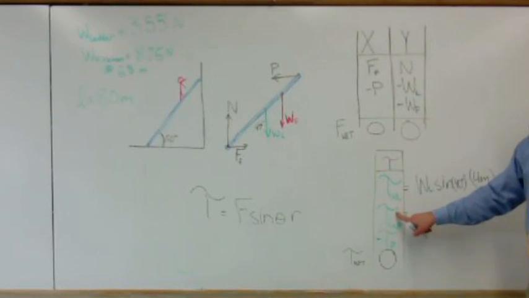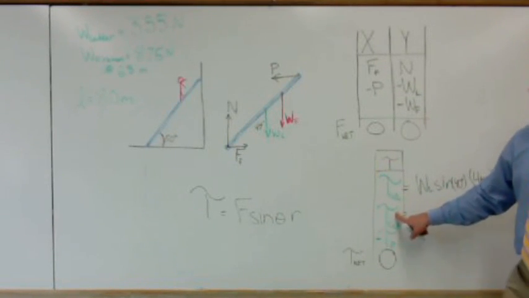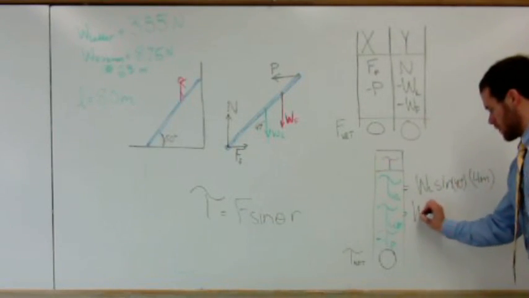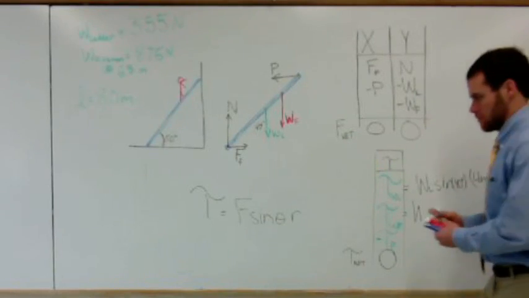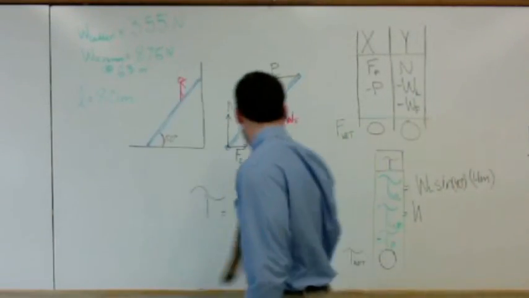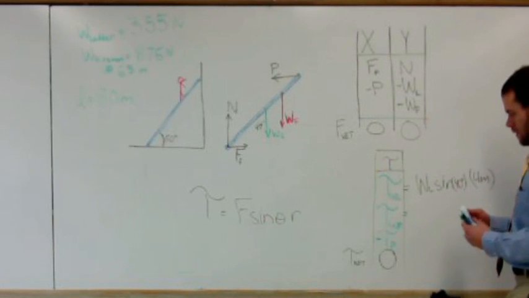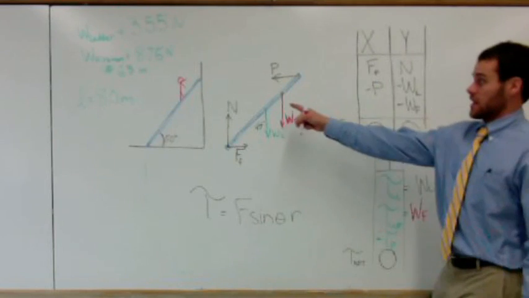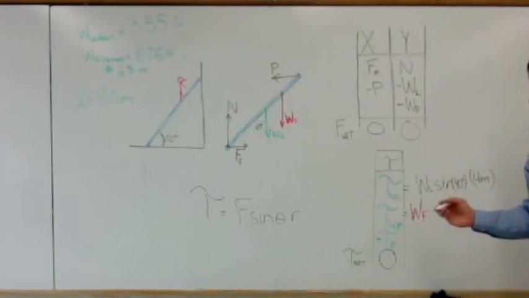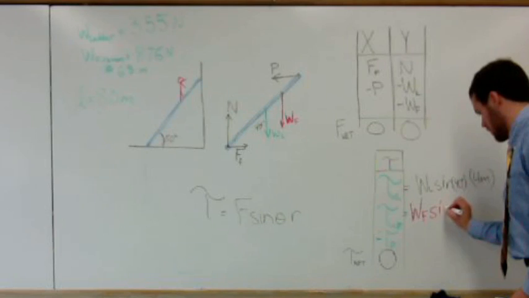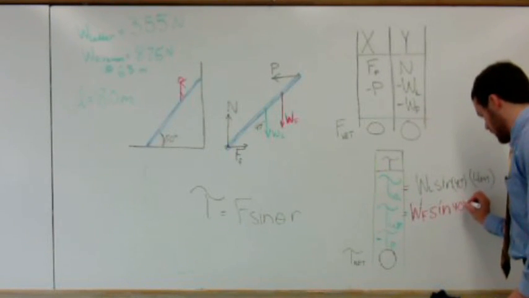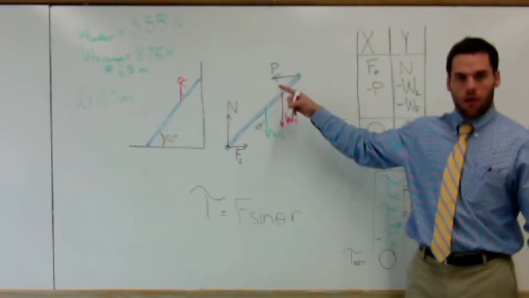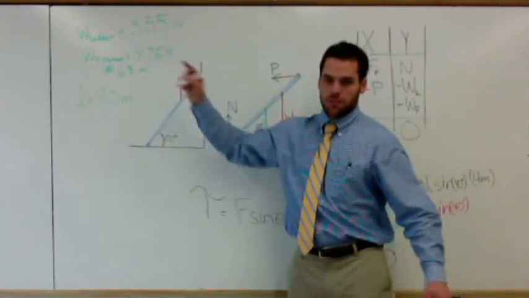Next, I have the torque provided by the fireman. So the weight of the fireman, that's the force. Let's do this in red, let's make it organized. Weight of the fireman. Again, it's at that same angle, 40 degrees. And our radial distance down the lever arm for the fireman is 6.3 meters.